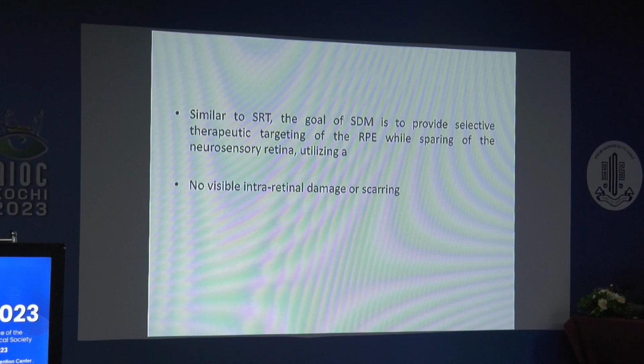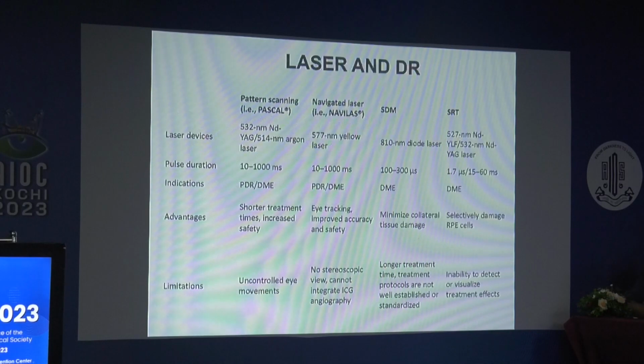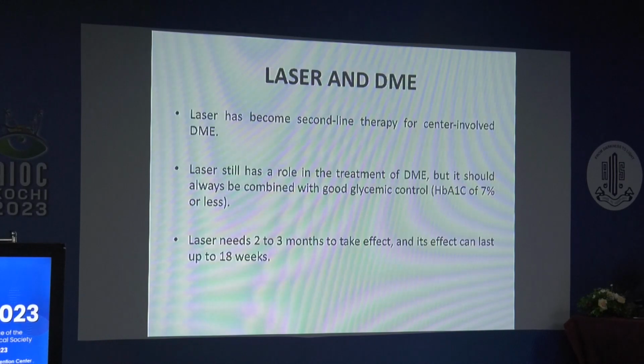However, again, I'm just stressing that for DME, the mainstay of treatment is still anti-VEGF agents, and then steroids, and probably focal laser as a rescue therapy or to reduce the number of injections. So just to summarize, these are all the laser techniques which can be used for proliferative diabetic retinopathy and DME. The conventional laser was there, the pulse duration I have just discussed, and all the advantages and limitations I have also discussed.